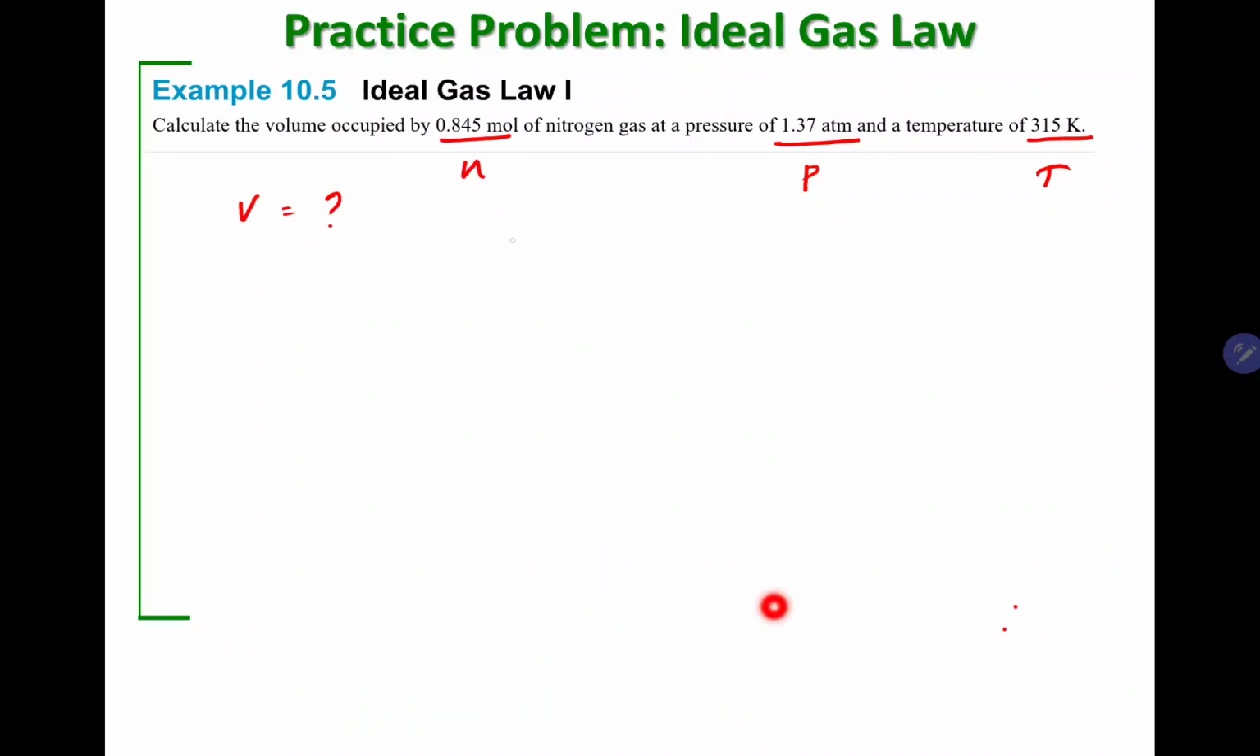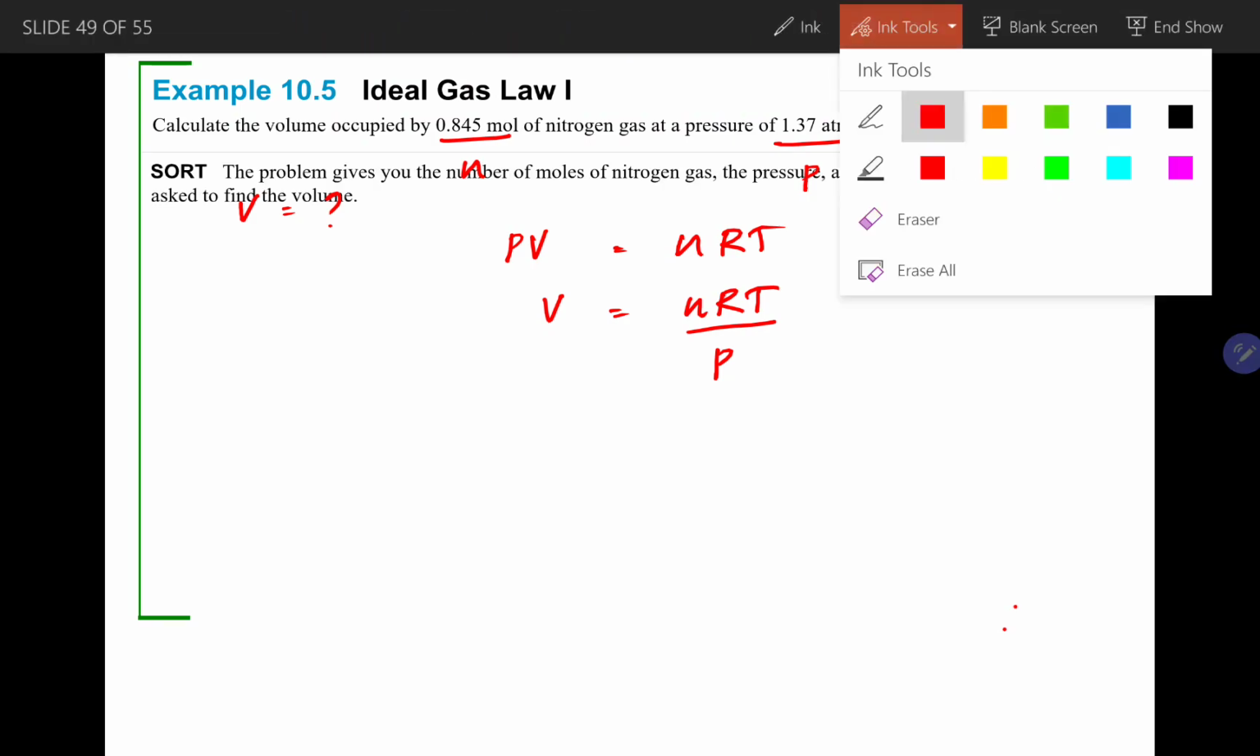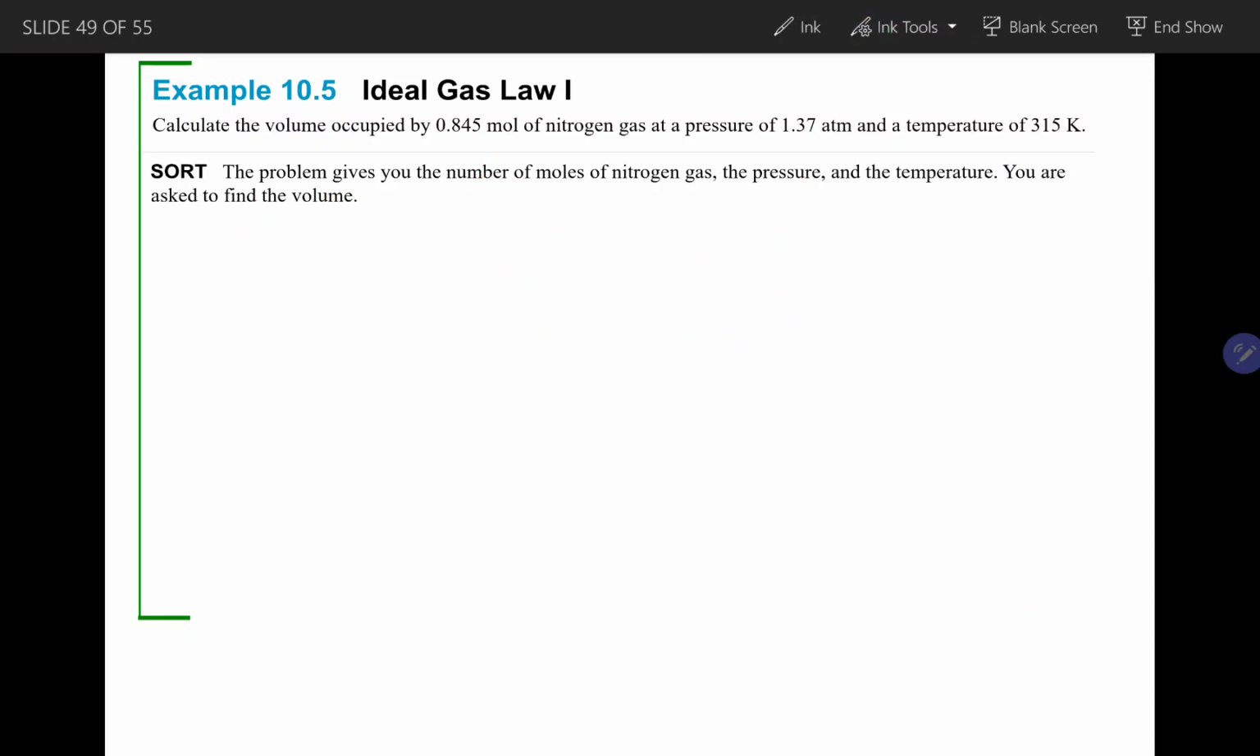So you can rewrite the equation. This is the ideal gas law, PV equals nRT. You can rewrite this equation as a function of V, because V is the unknown. So V equals nRT divided by P. This will be your rearranged equation. Plug in the numbers and you will get the answer. You already know n, you know T, you know P, and R is also known, so you can easily figure out V. And here is your answer.